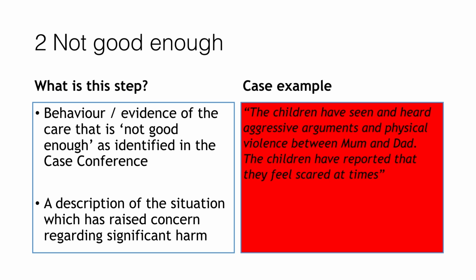Police reports confirm that the children have seen and heard heated and aggressive arguments between Mum and Dad. The children have seen Dad hit Mum on one occasion known to social services, as a family member has witnessed it. The children have stated to workers that they are scared at times living at home. These have been brought together to this statement: the children have seen and heard aggressive arguments and physical violence between Mum and Dad. The children have reported that they feel scared at times.